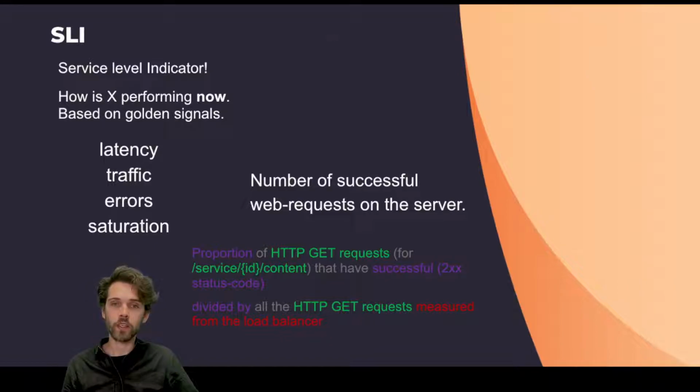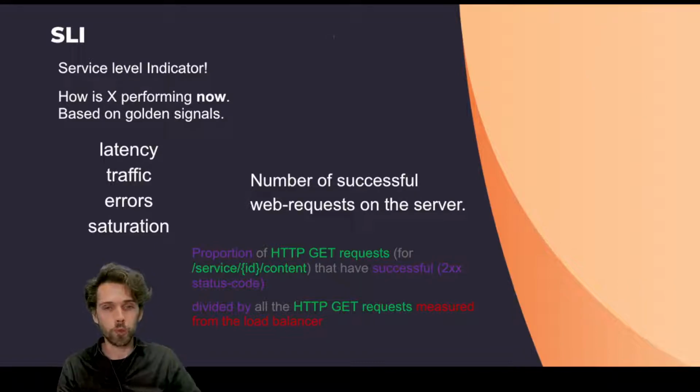There are a couple of things I want you to notice here. It's the what: the HTTP GET requests from a certain service, the service ID content. That's basically the who. Where are we going to measure it? We're going to measure it at the load balancer. And how are we going to measure it? Well, it's a proportion of the successful ones, the 2xx, versus all of the others.